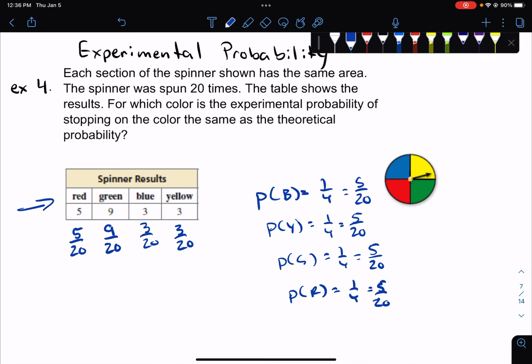You got 9 greens, but blue and yellow showed up less, and red is the one that is the same as the theoretical. So this is my experimental probability. It's what actually happened. And the 5 out of 20, the red matches the theoretical, what should have happened.